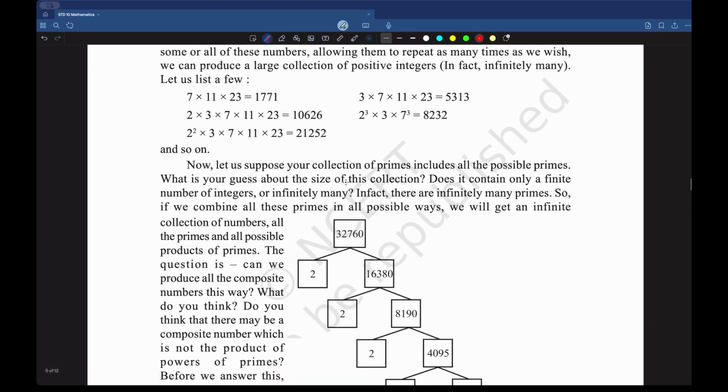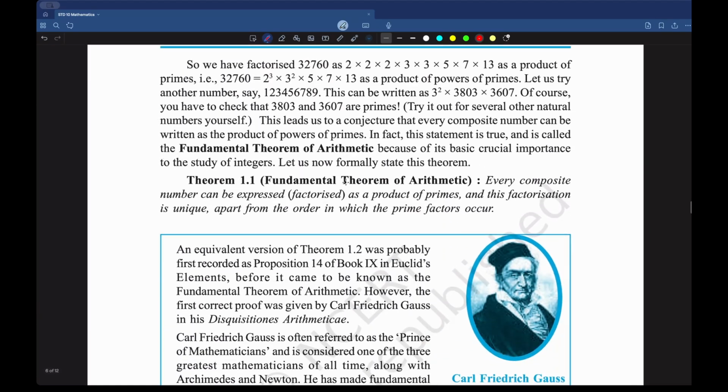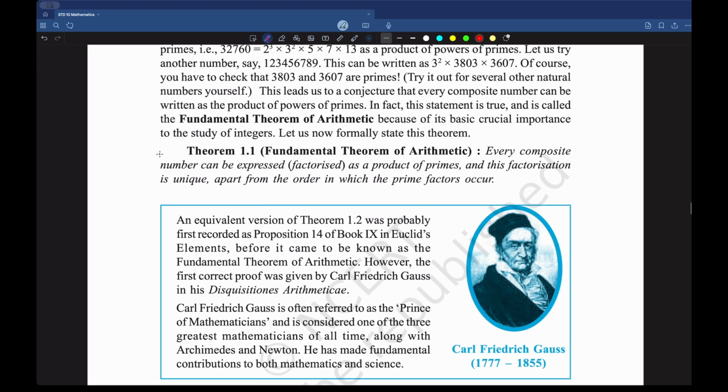Now let's discuss the fundamental theorem of arithmetic, that is theorem 1.1. Every composite number can be expressed as a product of primes and the prime factorization is unique. Every composite number, we have discussed, that is 4 is composite, 6 is composite, 8 is composite and so on.